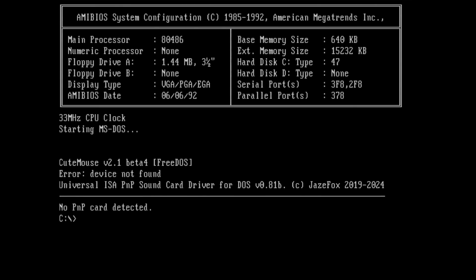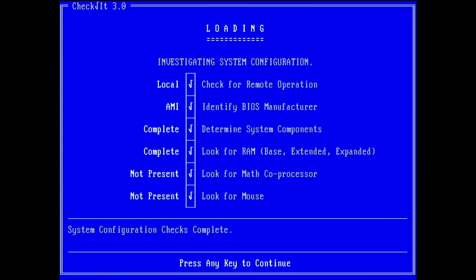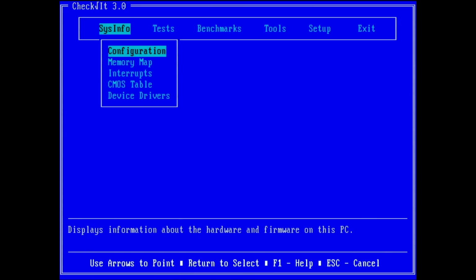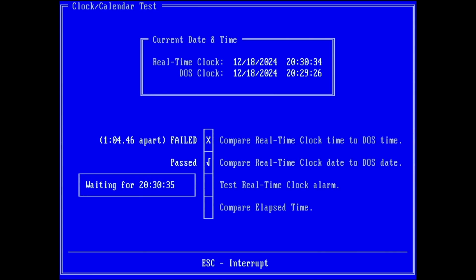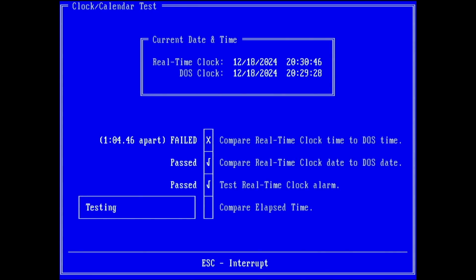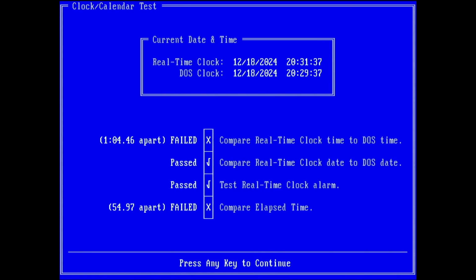We can test if our real-time clock circuit works correctly by using CheckIt. So let's quickly go into CheckIt and look for a test called real-time clock. And you can already see we failed the first test. Let's just wait until the last one finishes as well. And you can see on the top, the timer for the real-time clock was running so fast, but also the last test failed. So let's go through these 4 tests.